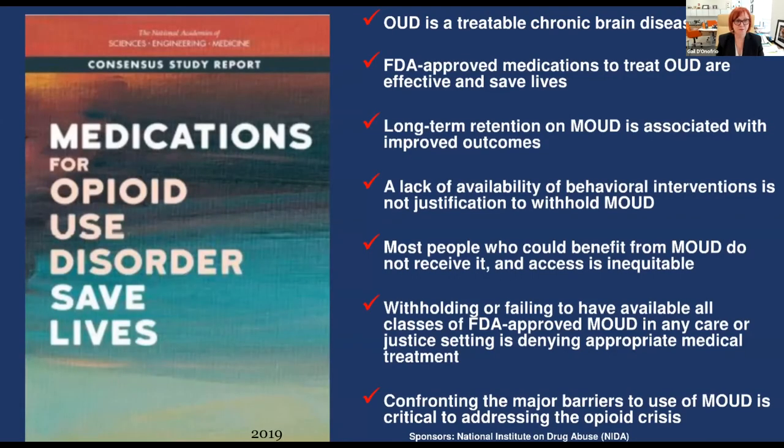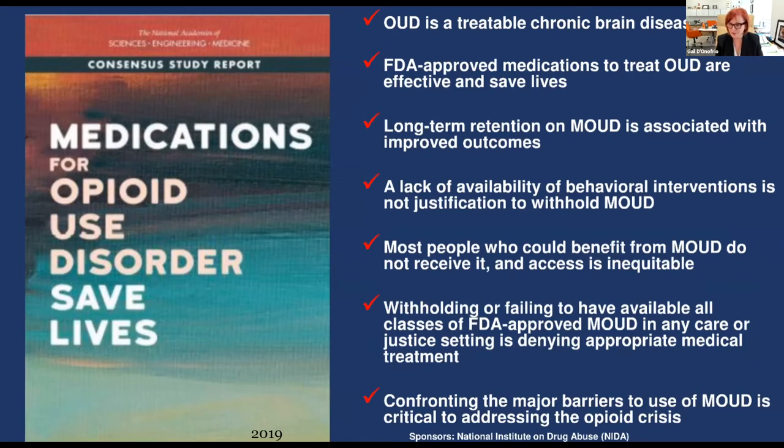The National Academy of Medicine put out this consensus report in 2019 that showed that medications for opioid use disorder save lives. And on the right-hand side, this was sponsored by NIDA and SAMHSA, basically taking these hundreds of pages and distilling them into a few thoughts. OUD is treatable. We have FDA-approved medications. Long-term retention is associated with improved outcomes. A lack of availability of behavioral interventions is not justification for withholding medications.